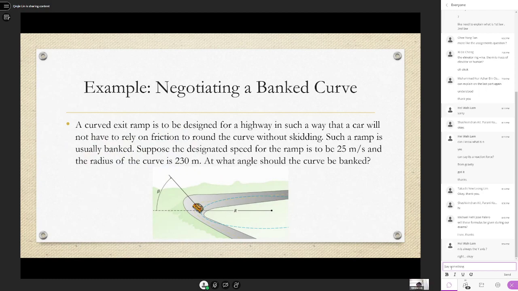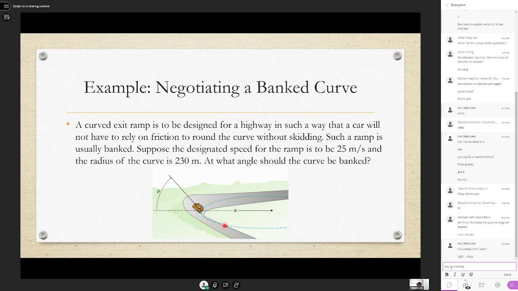Okay. So now we go to another question, which is similar but different. Now we are negotiating a banked curve. When we say banked curve, that means there is an angle. The curved exit ramp is to be designed for a highway in such a way that a car will not have to rely on friction to round the curve without skidding. Maybe some of you would have noticed if you take a car or taxi along the expressway, right? For example, from our CTE to PIE, you take the exit, right? You will realize actually there is an angle to it. The angle is to help us not to skid outside.